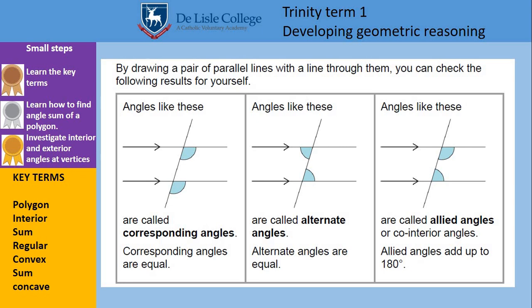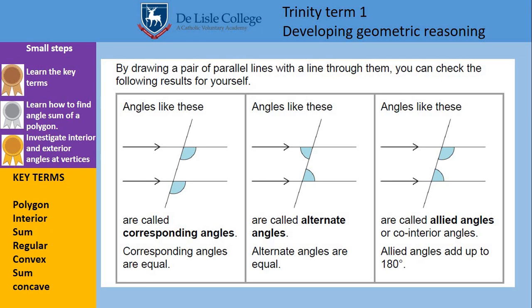Alternate angles, note how that forms more of a Z shape. They are equal. And then allied angles, sometimes referred to as co-interior, add up to 180 degrees. Angles that add up to be 180 are supplementary. They supplement each other to make 180 degrees. And again, these all must be parallel lines.